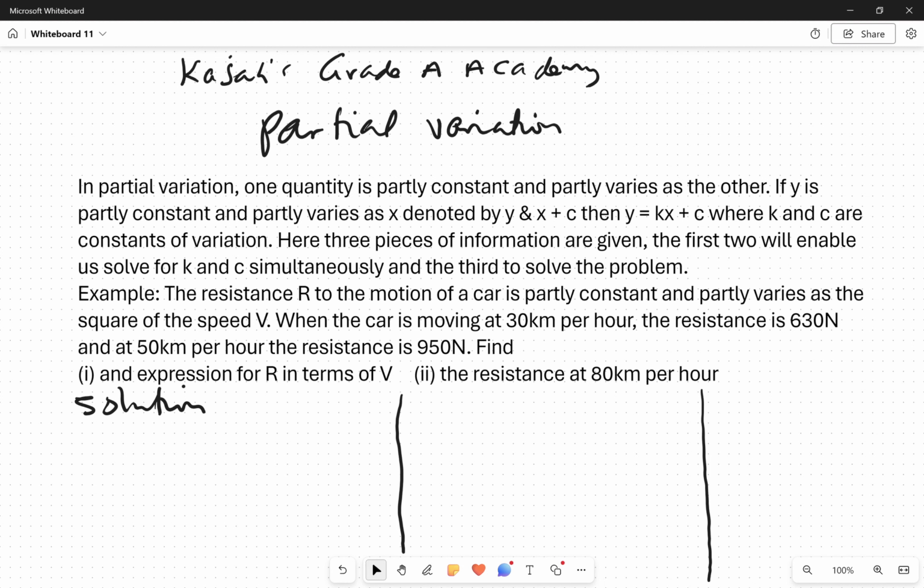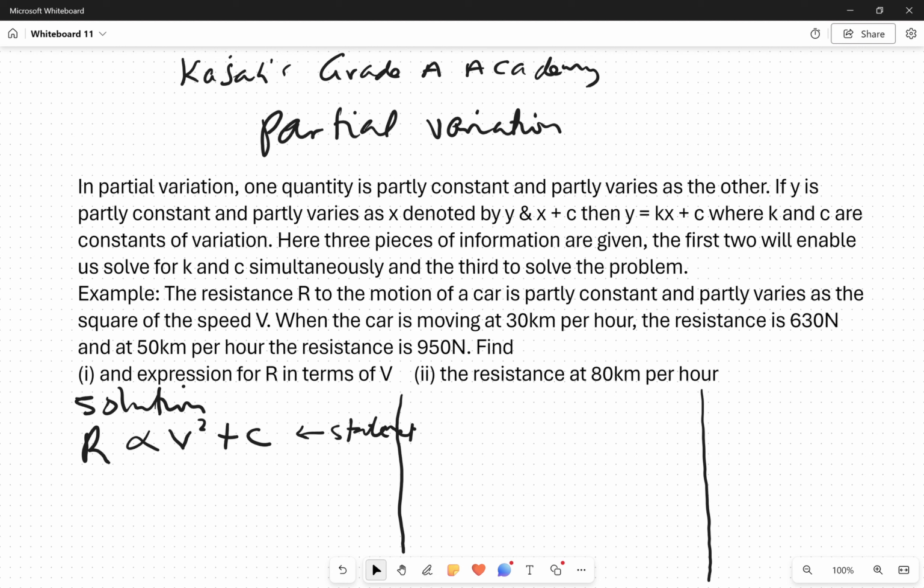Let's analyze the problem. The resistance R, they've given us the symbol. If they don't give you, we'll just say let resistance be this. But here we don't have to let, we just use it. The resistance R to the motion of a car is partly constant and partly varies as the square of the speed, v squared. This is our statement, a statement of variation.